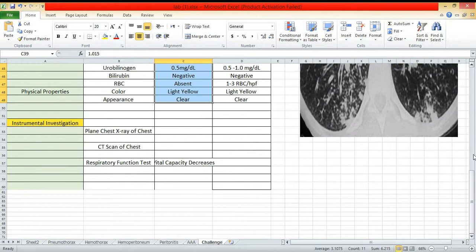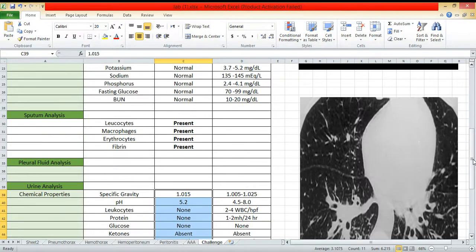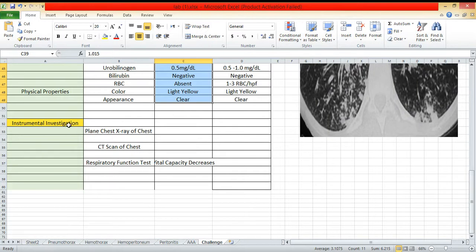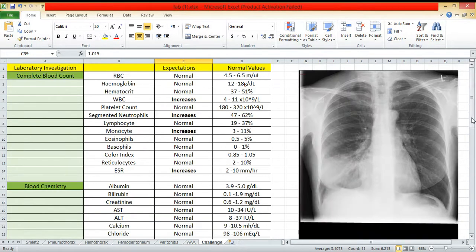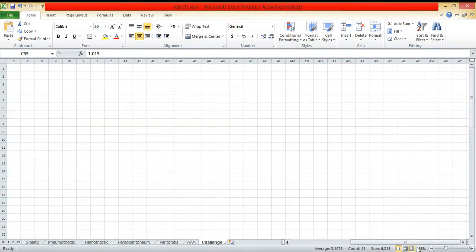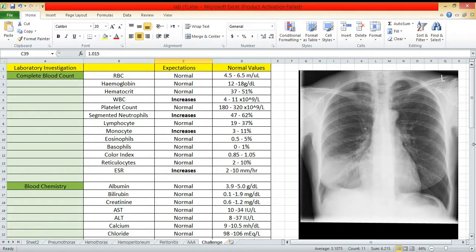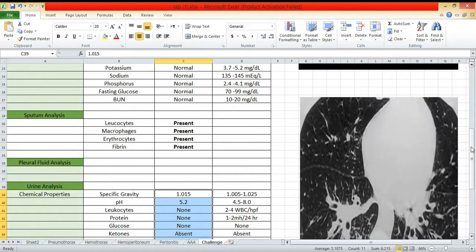Then urine analysis is normal, and in instrumental investigation, there is use of chest X-ray, CT scan, and respiratory function test. For respiratory function test, we use a spirometer, and right here is the X-ray and the CT scan. Thank you.